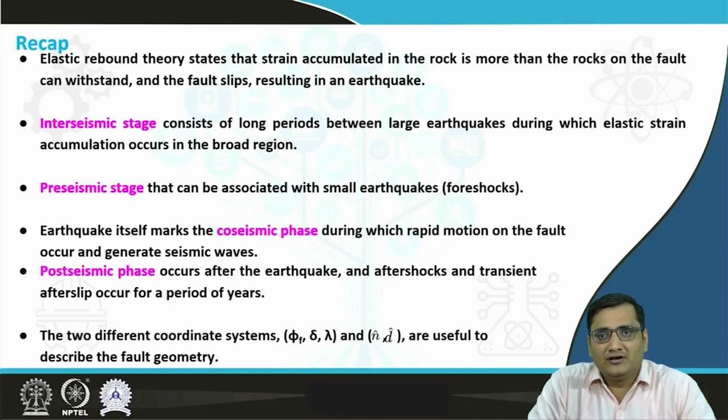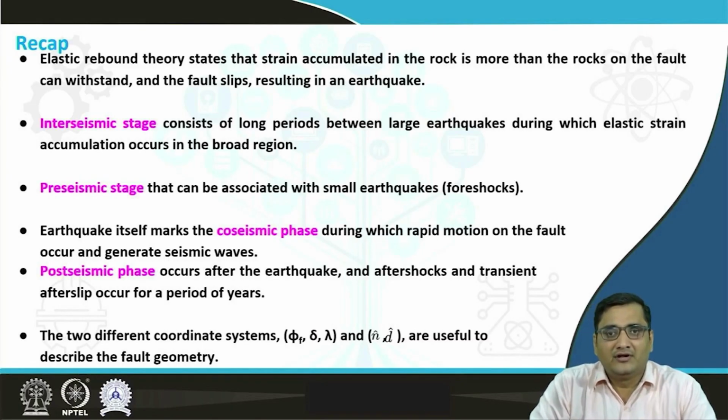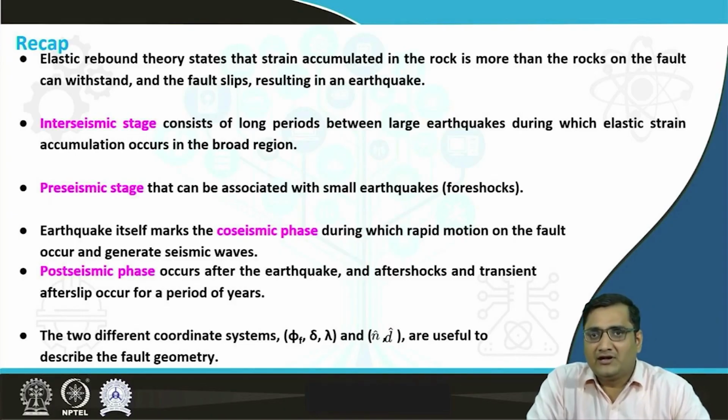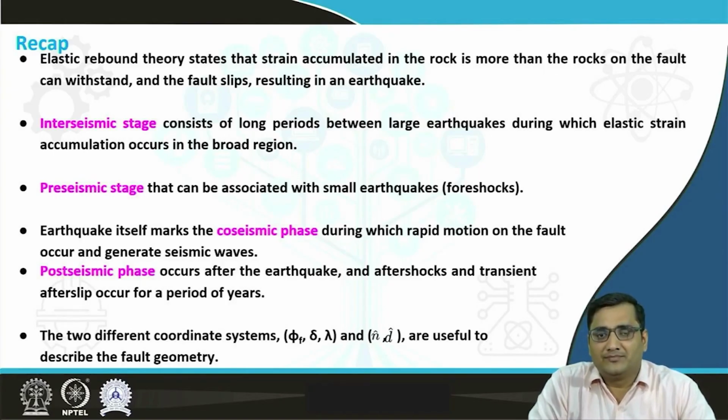Elastic rebound theory was given by H. Reid, and he stated that it happens in 4 stages, the first of which is the interseismic stage. It consists of long periods between large earthquakes during which elastic strain accumulation occurs in the broad region. So the interseismic stage makes up most of the time among all the 4 stages of the elastic rebound theory.